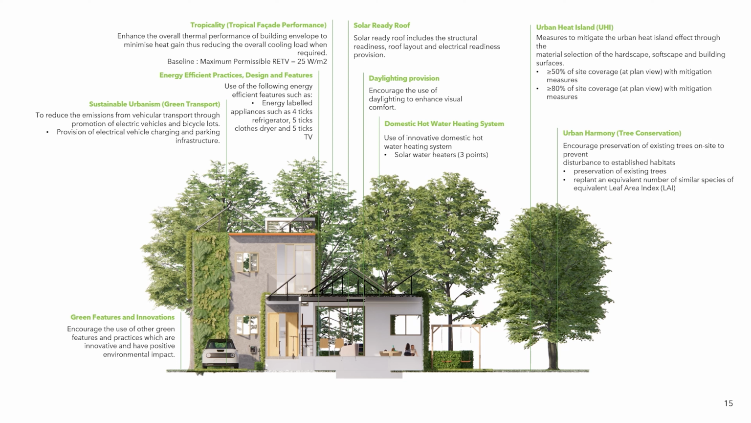Measures are also in place to mitigate the urban heat island effect through the selection of the hardscape, softscape, and building surfaces. Large windows also encourage the use of daylighting to enhance visual comfort. The solar-ready roof includes the structural readiness, roof layout, and also the electrical readiness of the house. The appliances in the house are energy labeled 4 ticks, 5 ticks.